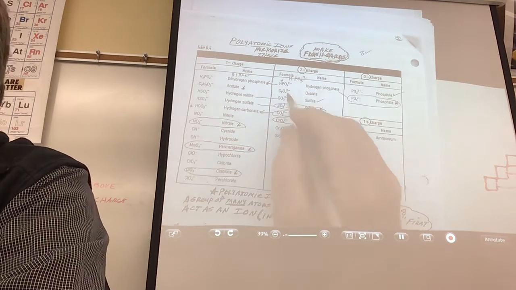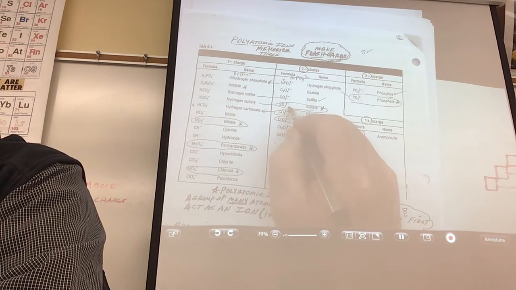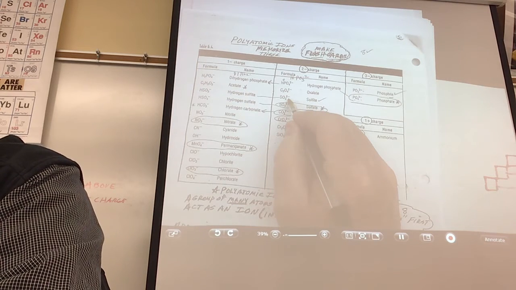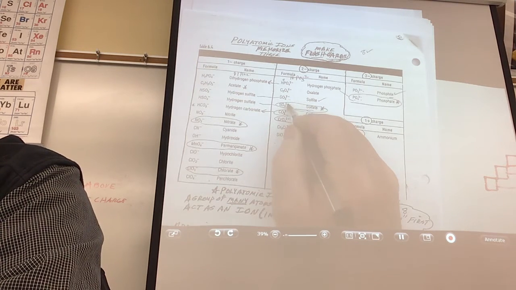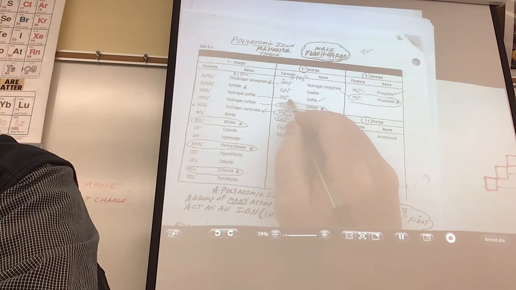But not nitrate. Anyway, if you know sulfate is SO4 2-, what is SO3? The good news is it has the same charge. But not sulfate, but what? Sulfite. Oh, I get it.